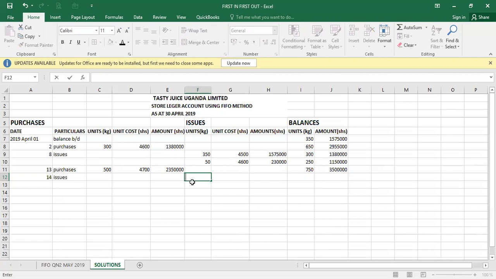So we have to first issue out that 250, and we are issuing it at the same purchase price that is on the second batch. The cost will be this times this, which will give us that. Then we have to reduce also the balance here. It will be 750 minus the 250, which will give us 500. And we have also to reduce this minus this.